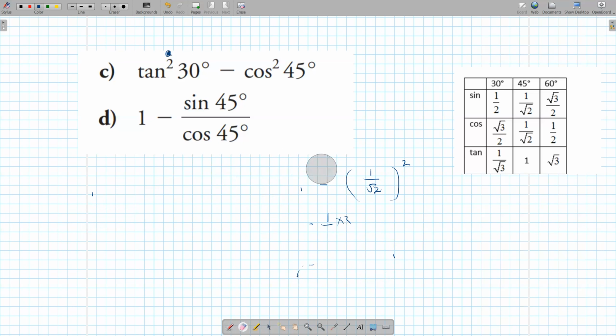So that one says 1 minus sine 45 over cosine of 45. What's sine 45? 1 over root 2. What's cosine 45? Also 1 over root 2. Right. What's 1 over root 2 over 1 over root 2?